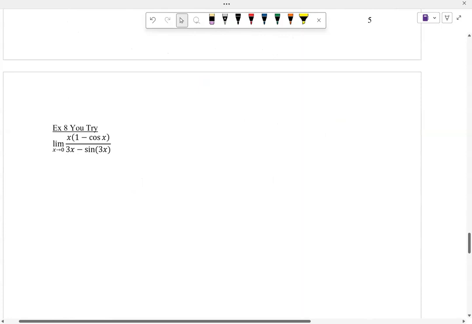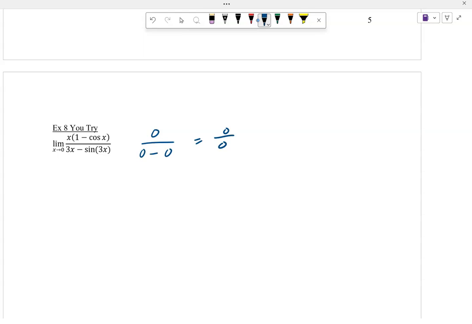All right, here we've got, let's throw the 0 in here, and it looks like we've got 0 on the top times 1 minus cosine 0, of course. And we got 0 minus sine of 0, 0. So it looks like we got 0 over 0. We're going to have to use L'Hopital's again.